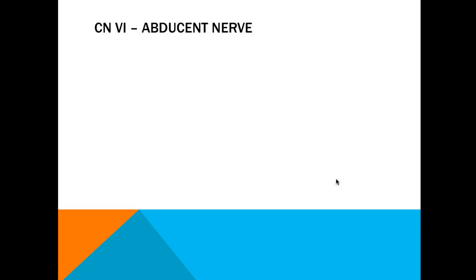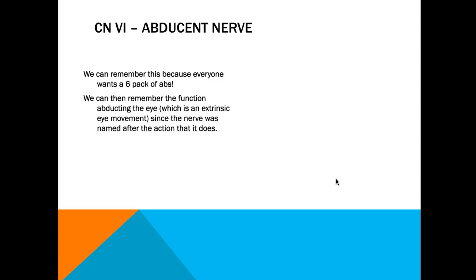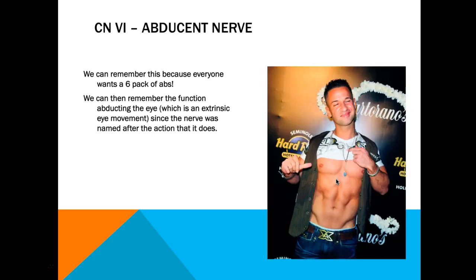So how do we remember cranial nerve number 6 is your abducens nerve? We can remember ab because everybody wants a six-pack of abs, and it helps us remember the function of abducting the eye, which is an extrinsic eye movement. And this always makes me remember the situation and him being known for his abs.